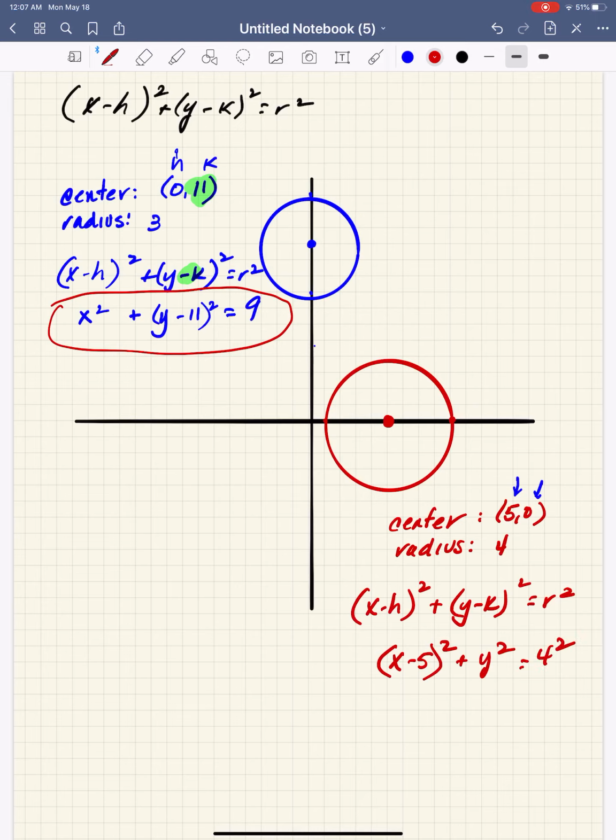So your answer, and I'm going to write it right over here, is x minus 5 squared plus y squared equals 16. And that would be your answer.